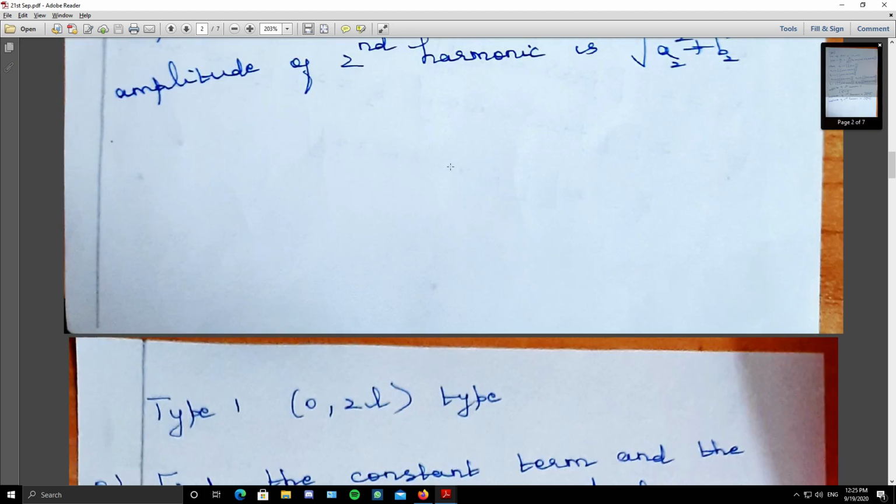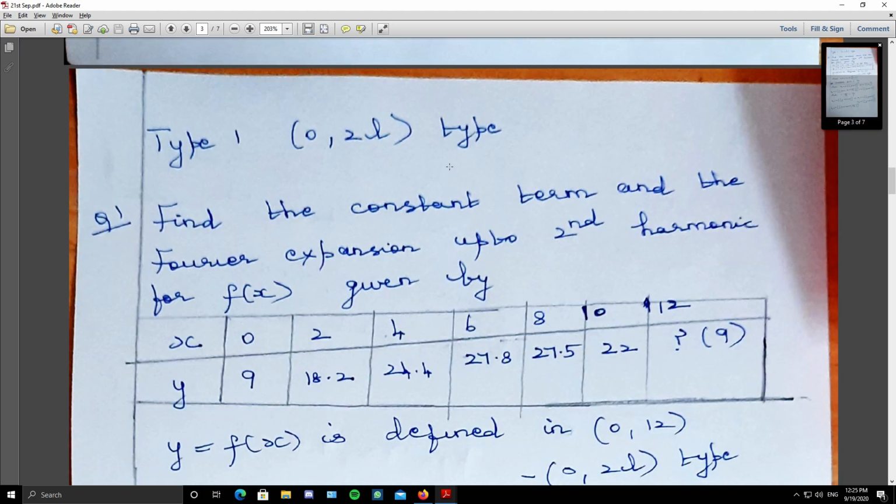So now we will discuss problems from 0 to L, first type. You have this question: find the constant term and the Fourier expansion up to the second harmonic of f of x given by this table. First thing, you observe the values of x. X values are 0, 2, 4, 6, 8, 10, and in the table the values of y at the endpoints should be same.